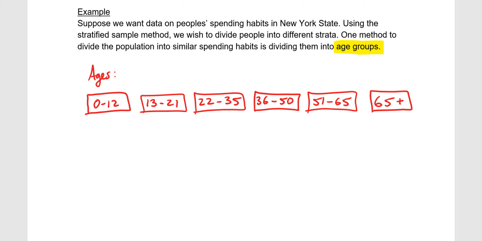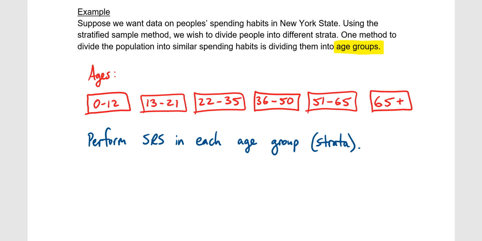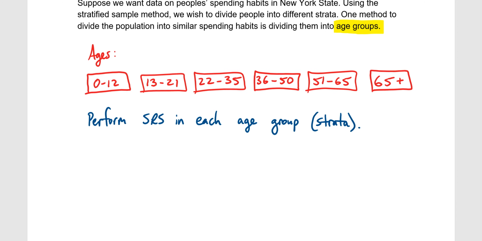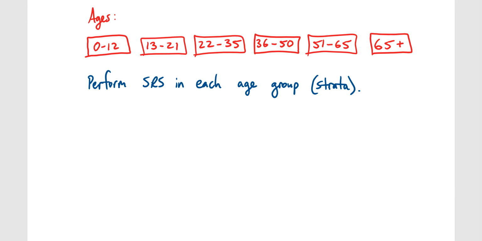Okay, so splitting these up into different age groups, these are going to be our different strata for this question. Let's say we have the ages of 0 to 12, 13 to 21, 22 to 35, 36 to 50, 51 to 65, and greater than 65. Once we have our strata, we're going to perform SRS, what we just did on the previous page, in each individual age group. That's going to ensure that each age group is represented in our random sample.